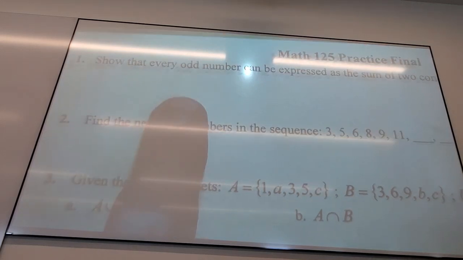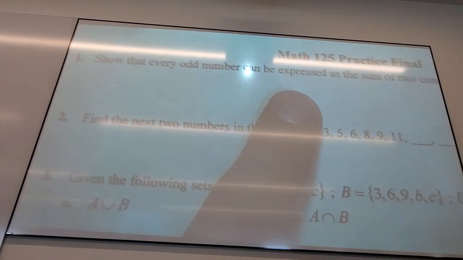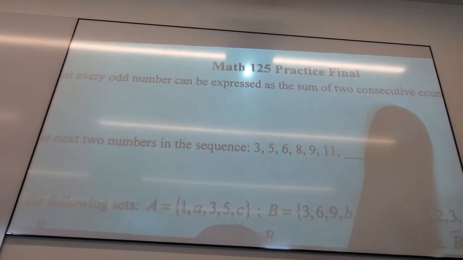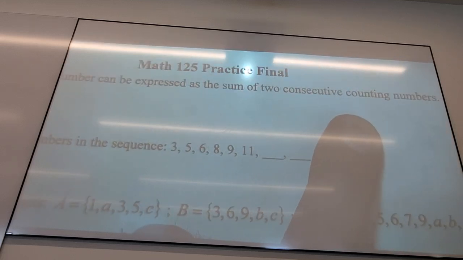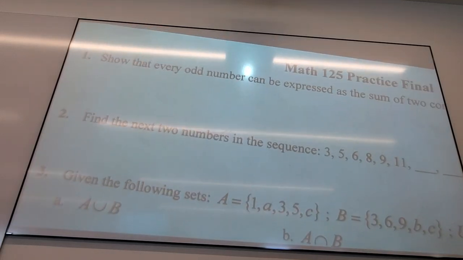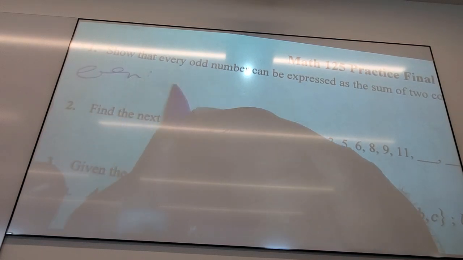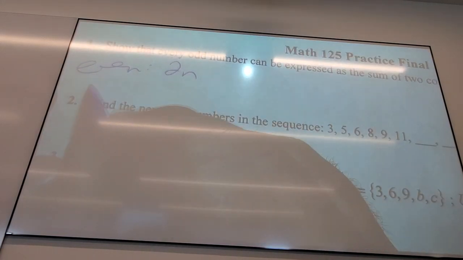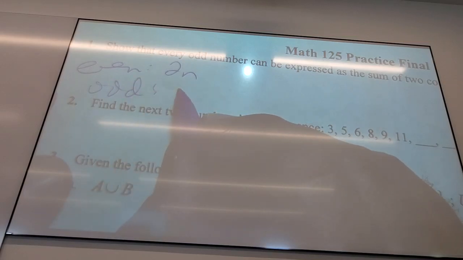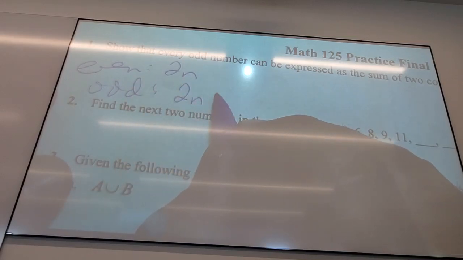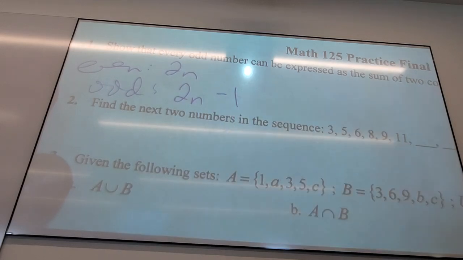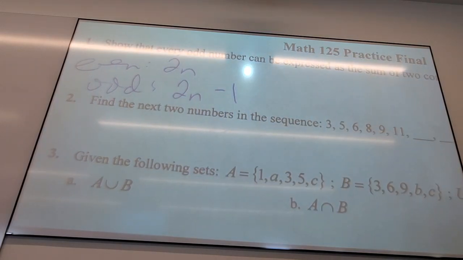So, show that every odd number can be expressed as the sum of two consecutive counting numbers. What does every even number look like? 2n. So what does every odd number look like? Minus 1 or plus 1, it doesn't matter. So we'll do minus 1.